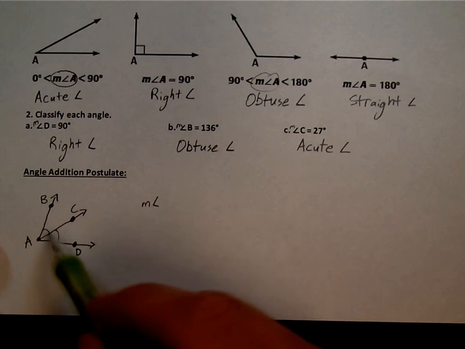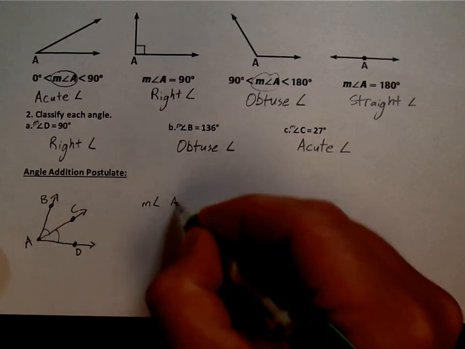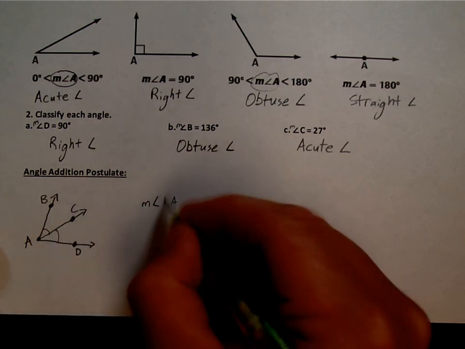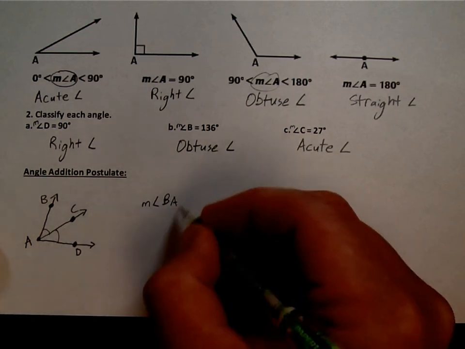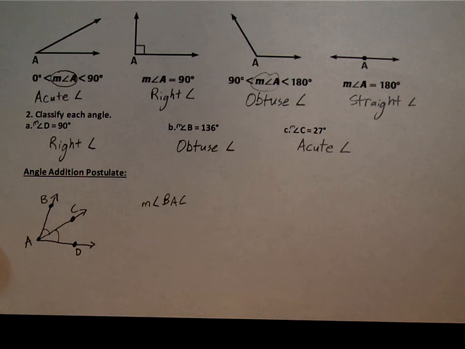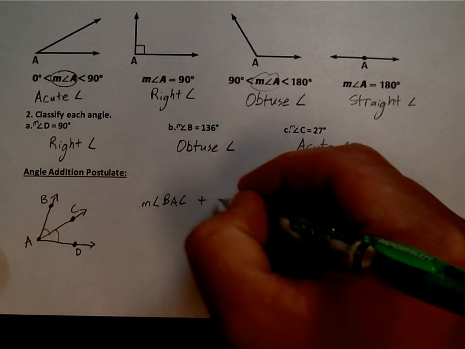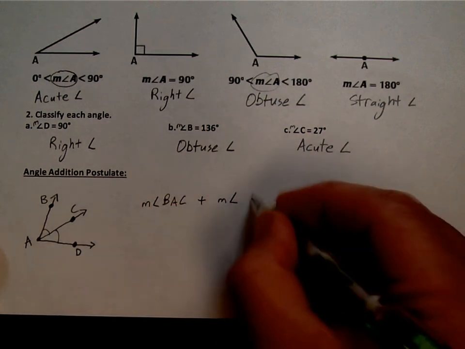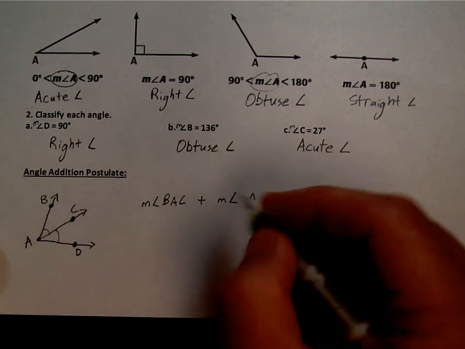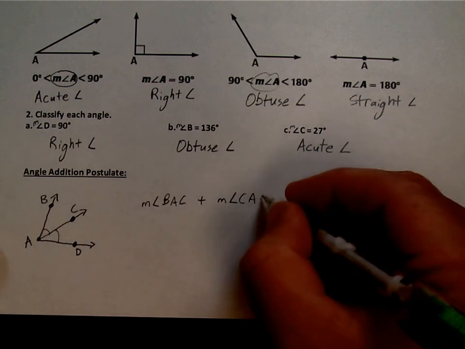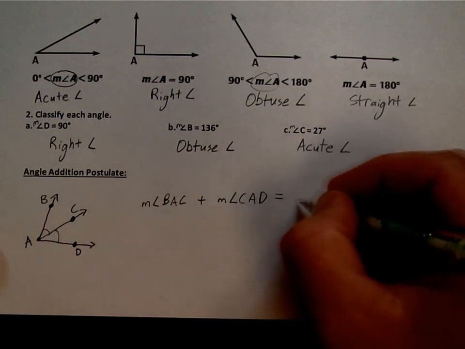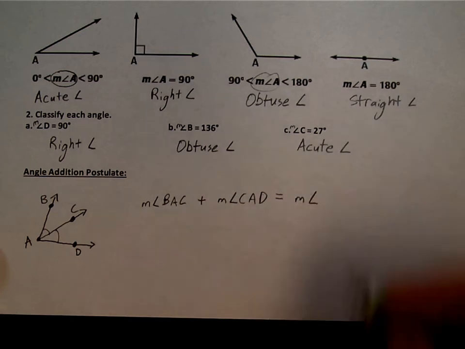So if I want the top angle, I'll use A as the middle letter, but then I have to pick a letter on each side. This side goes through B, so I have to include that. The other side goes through C, so I have to include that. So angle BAC. So the measure of that angle plus the measure of that second one. It has a vertex of A, so that's its middle letter. One side goes through C while the other side goes through D, so I could call it measure of angle CAD. If I add those two measures together, it should equal the measure of the entire angle.